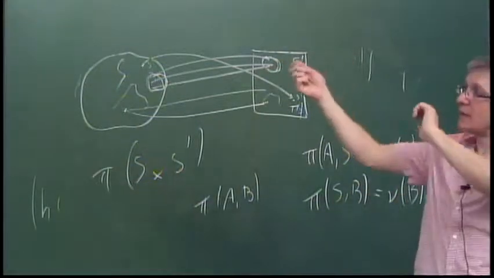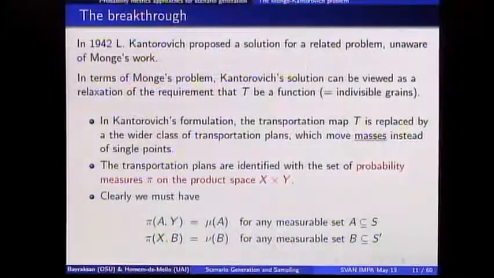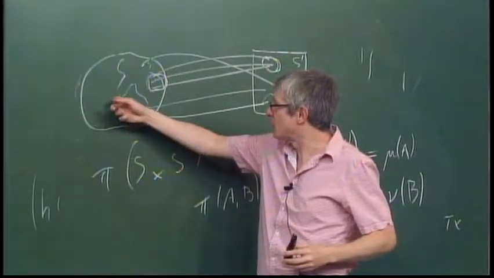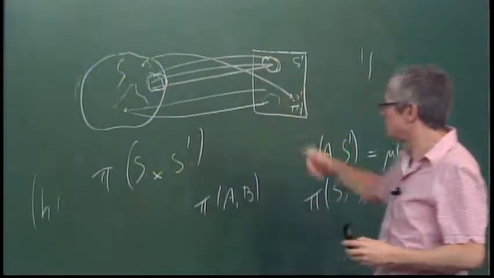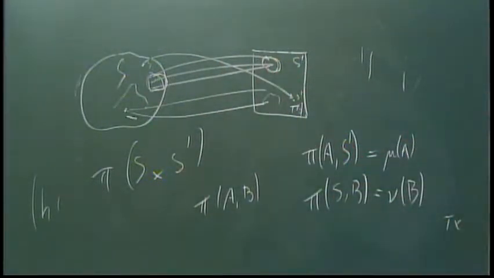So you're associating probability distributions. Infinitesimally, you can think of this as how much I'm moving from a point here to a point here, but now we are allowing these points to be divisible.